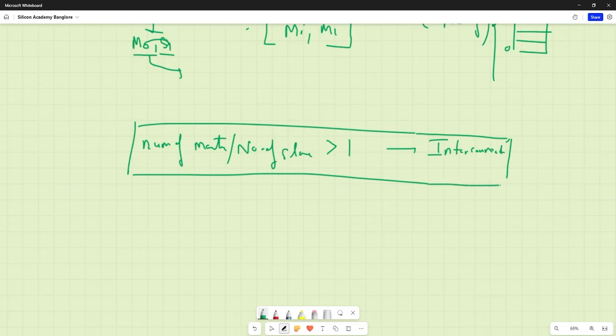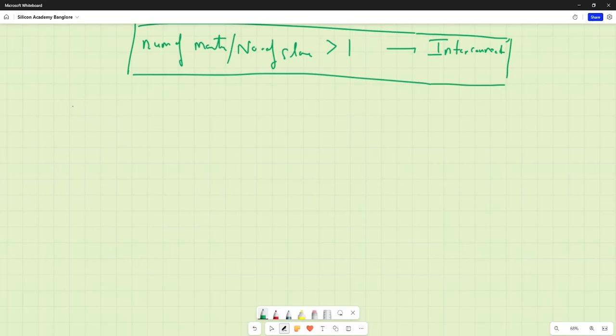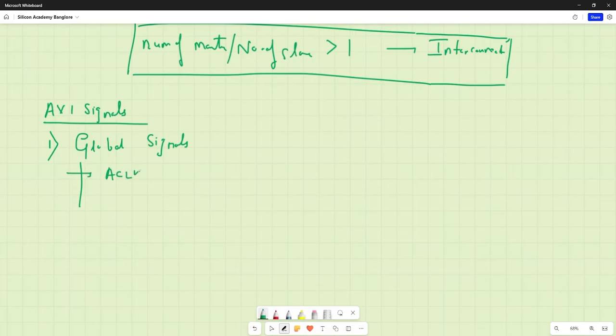So far so good. Now we'll move to the signaling that is available inside the AXI interface, so we'll name it AXI signals. First, the category of signals that we come across in AXI is the global signals. That includes two signals. One is ACLK and the other one is ARESETn.